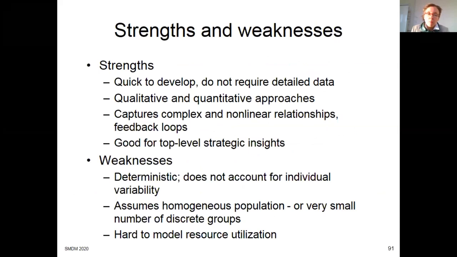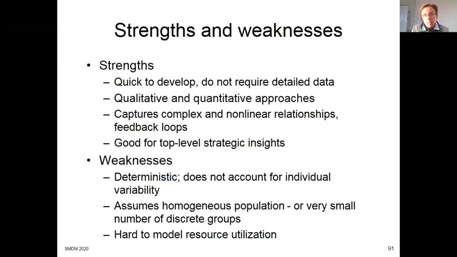So much to the examples, strengths and weaknesses. Strengths, definitely, it's rather quick to develop and it does not require detailed data. We do have these two kinds of approaches, qualitative and quantitative, and it captures complex and non-linear relationships. And what we can see and find out is feedback loops. And that we also implement, as you have seen in the first description. And these kinds of models are good for top level strategic insights.